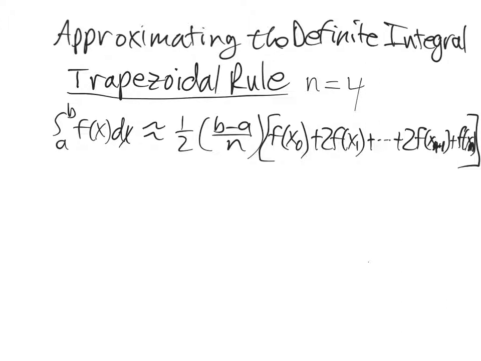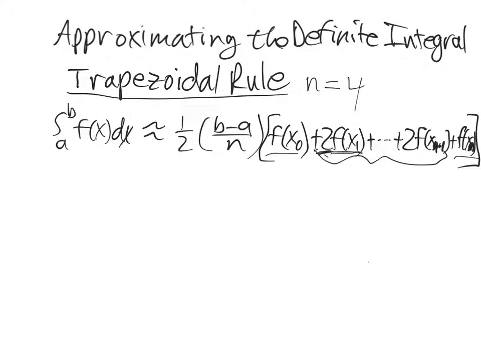So x sub 0 is used once, x sub 1, calculate the function value, and then we multiply that by 2. So again, everything on the inside we'll use twice. First and last we only use once. Okay. And we got this from the MyLab material.